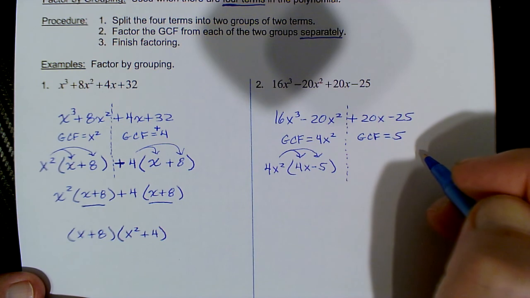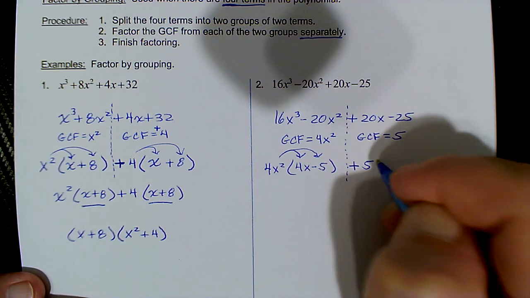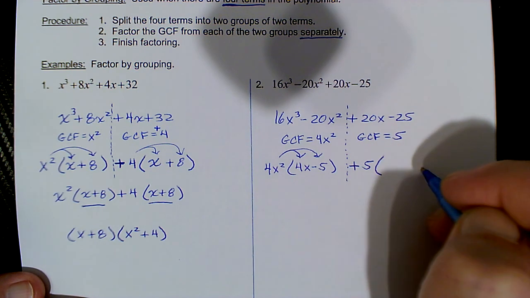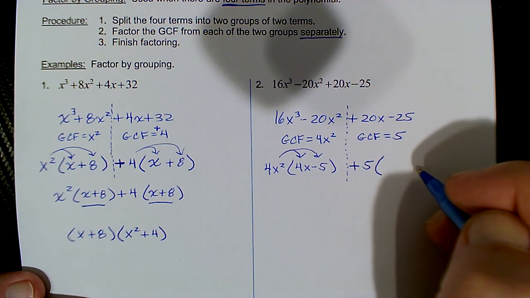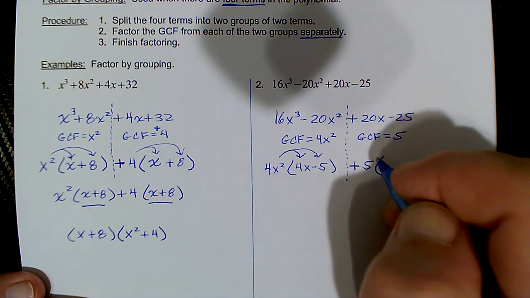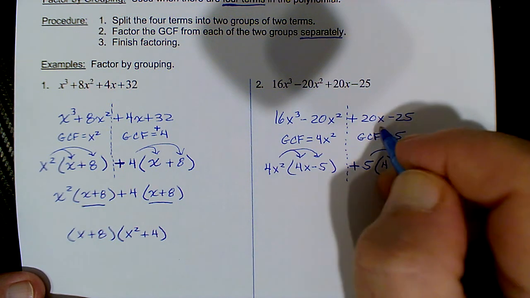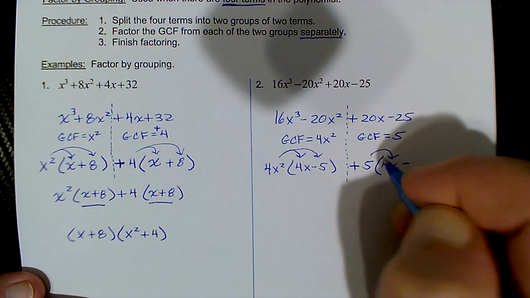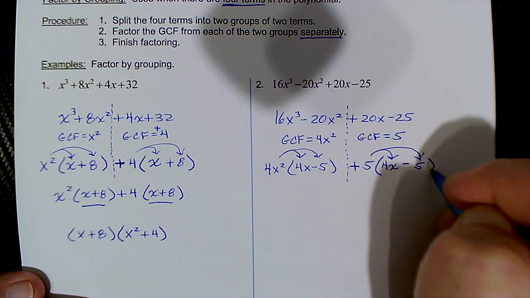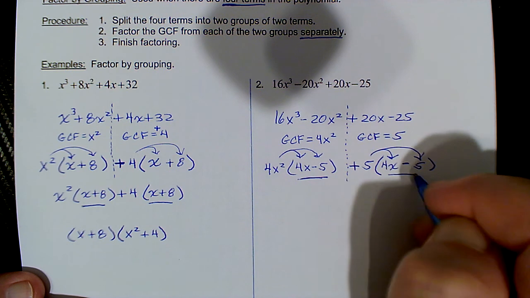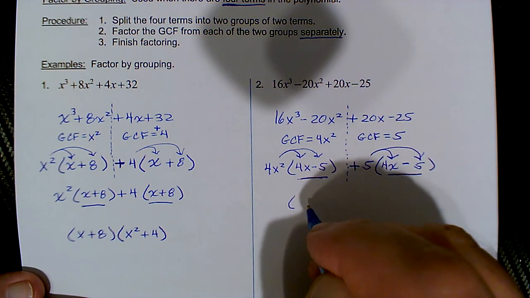And then we have plus the greatest common factor of 5. Then in parentheses 2 terms. And these problems are basically designed so they work. Notice how when we reverse the distributive, 5 times what gives 20, that's 4. We need an x as well. And then 5 times what gives negative 25, and that would be a negative 5. And notice that these binomials match. So they're kind of designed to work. So we rewrite that binomial that matches.